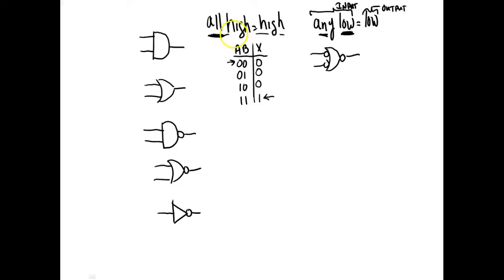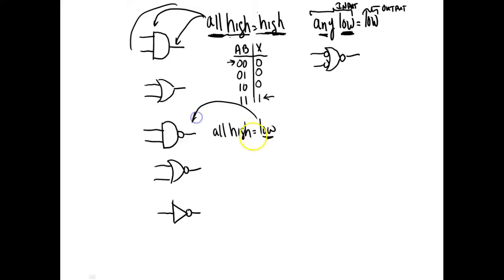Over here I say all highs, so when I look over here I have no bubbles because I say high. Then I come over here and I say a high equals a high. This is the input, so notice there's no bubble on the output. Over here I say all highs equal a low. Since this says low, I put a bubble on the output. Since this says high, I don't put any bubbles on the input. That makes sense. Over here we say any low equals a low.